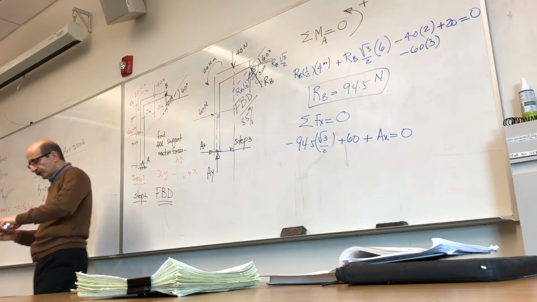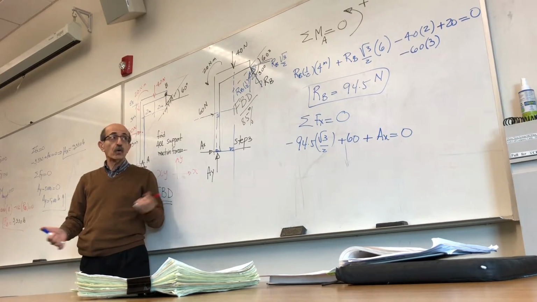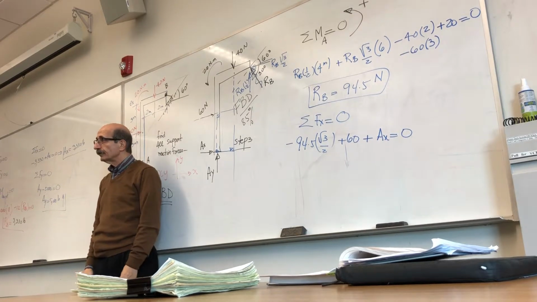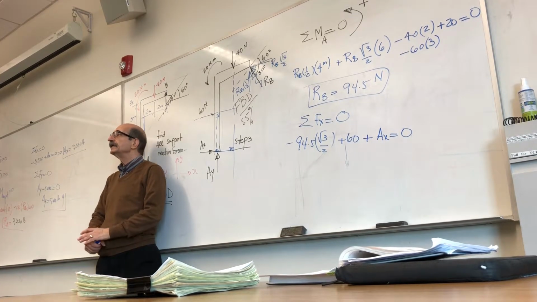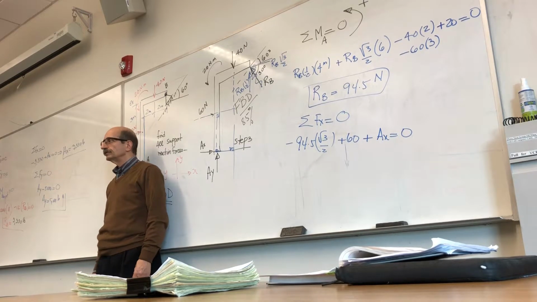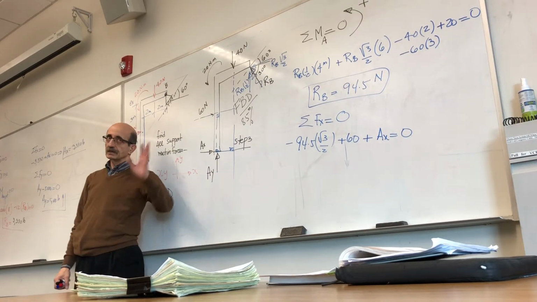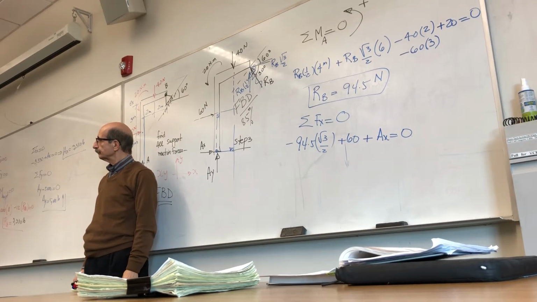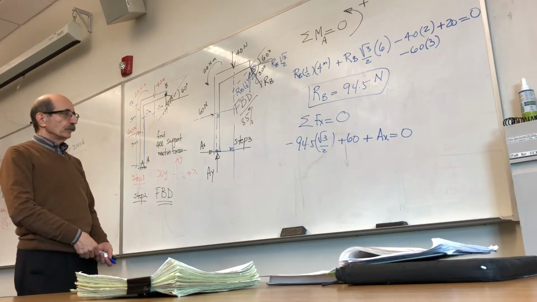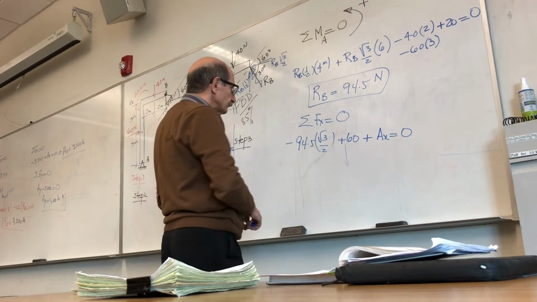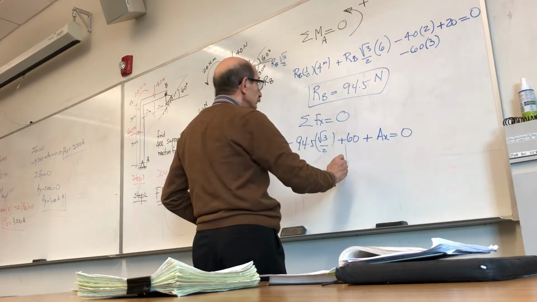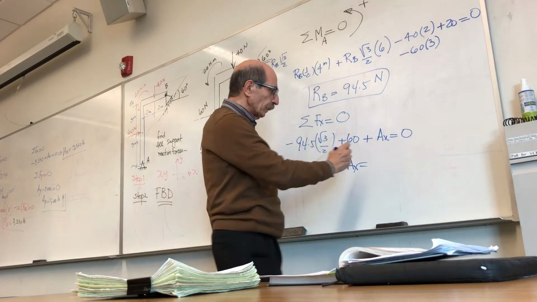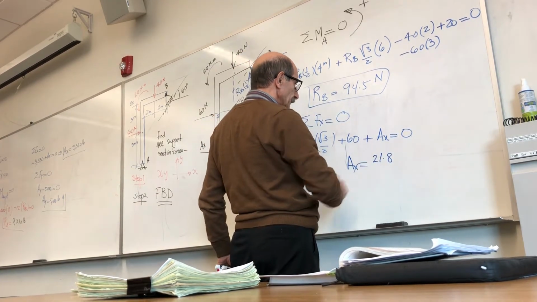All you need to know is that you have 3 equations of equilibrium. And you know that summation of moments about any point has to be 0. So you choose the best point, the one that eliminates more unknowns. Any other questions? Okay. So if you solve for this, AX, in fact, is going to come out to be 21.8.